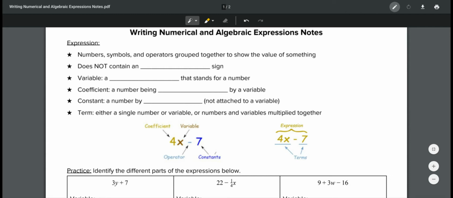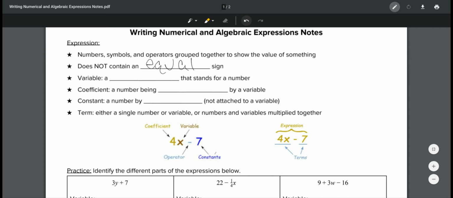All right. So an expression, this includes numbers, symbols, and operations. So operations are your add, subtract, multiply, divide, and they're all grouped together to show the value of something. Here's something really important. An expression does not contain an equal sign. Here's your first blank. And bear with me, it's kind of hard to write on my tablet, so it might be a little bit difficult to read. I'll write as clearly as I can. But an expression does not contain an equal sign. So that's an equation. When you see an equal sign, that's an equation. If you see something with no equal sign, then it's an expression.